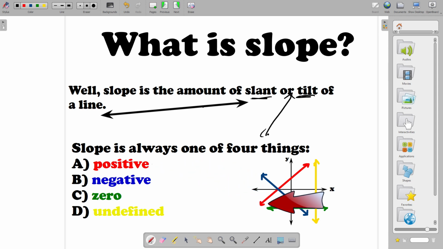Slope is always going to be one of four things. It is going to be positive, where it rises from left to right. It could be negative, which means it falls from left to right. Slope can be zero, which means it's a horizontal line. And slope can be undefined, which means it's a vertical line. So slope will always be one of those four things.